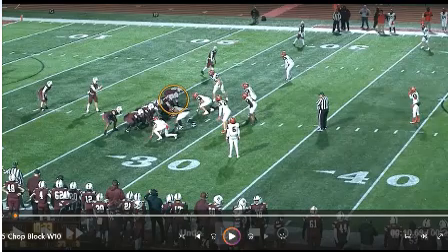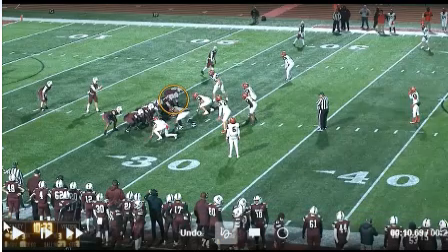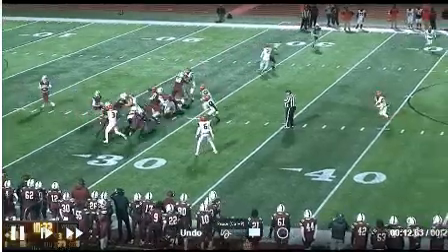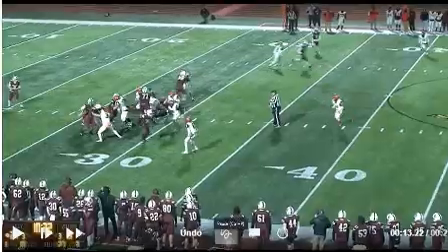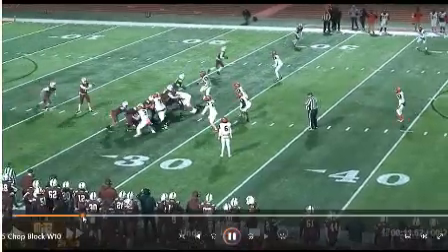In play number 3, we are going to have a good pickup by the umpire here on a chop block. Remember, the definition of a chop block is a combination block by 2 or more teammates against an opponent, with or without delay, where one of the blocks is below the waist and one of the blocks is above the waist. So if we watch this play here, you're going to see the one offensive lineman go low while the other offensive lineman makes contact above the waist. So this is a nice pickup by the umpire here.